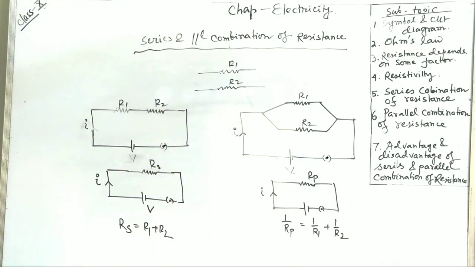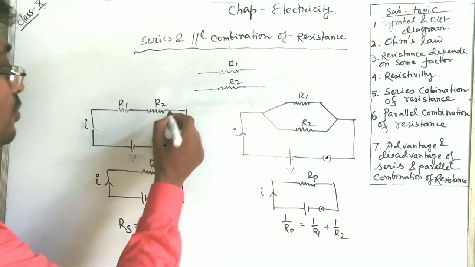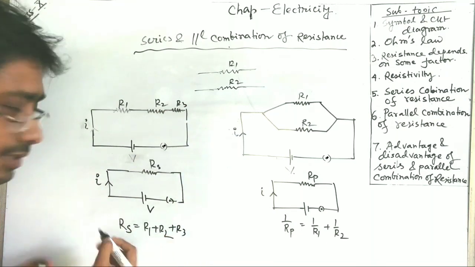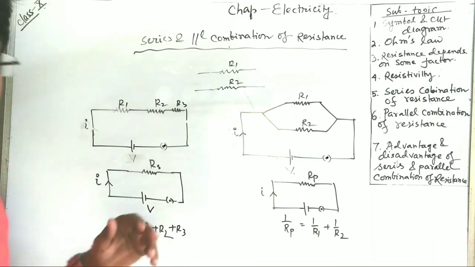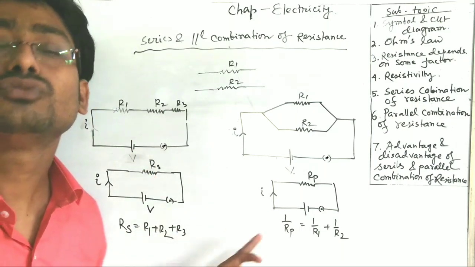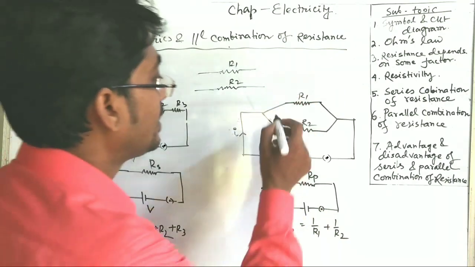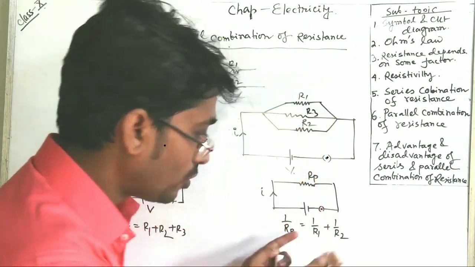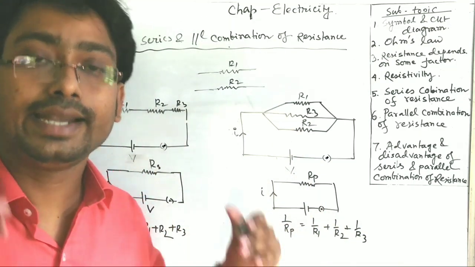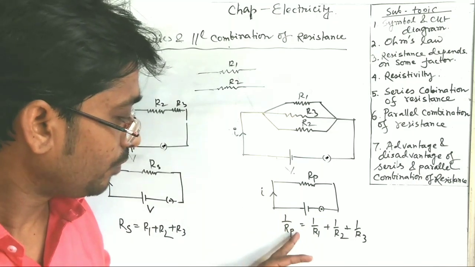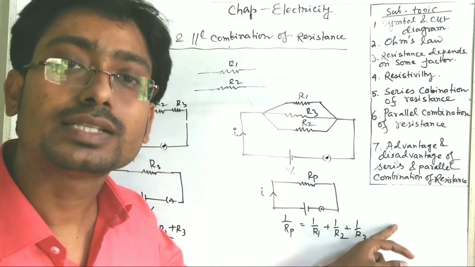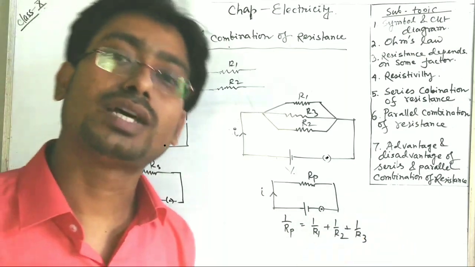Okay, so if we attach one extra resistance with this, suppose R3, then R3 will be added here. If we take n resistances in series, then Rs is equal to R1 plus R2 plus R3 up to Rn. Now if we take a third resistance in parallel, suppose R3 here, then what will be the final equation? Then it will include 1 by R3. So instead of taking 3 resistances, if we take n number of resistances, then the equation will be 1 by Rp, P for parallel, is equal to 1 by R1 plus 1 by R2 plus 1 by R3 plus up to plus 1 by Rn.